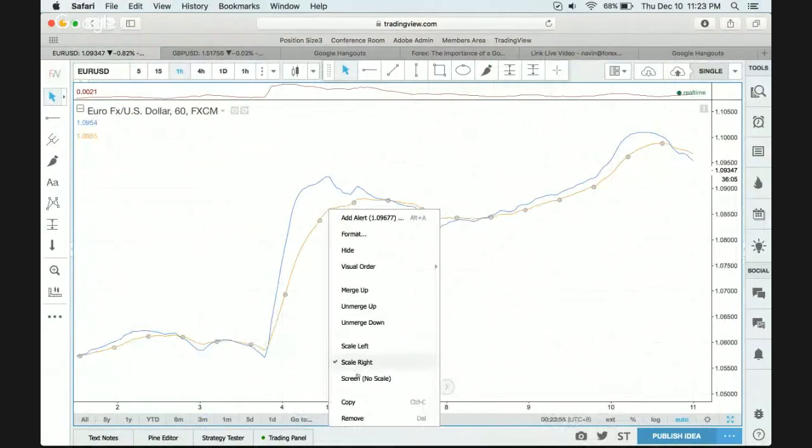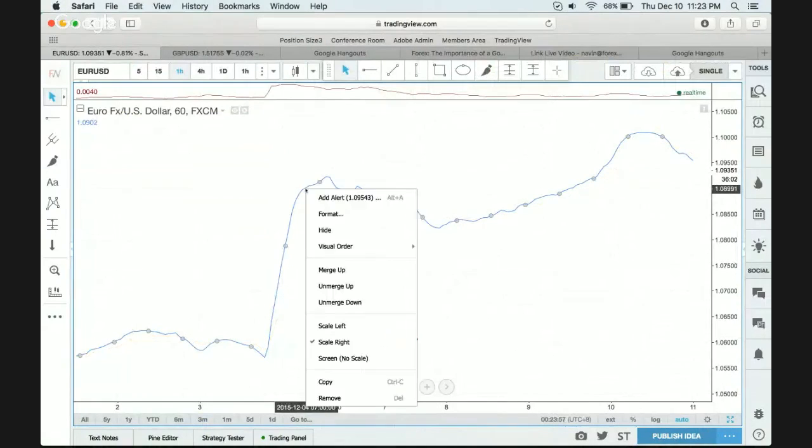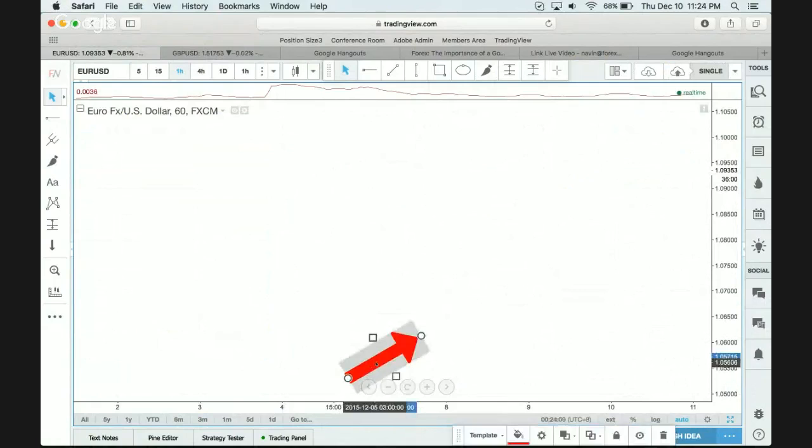All right. Okay, I hope you guys can see my empty charts. All right.